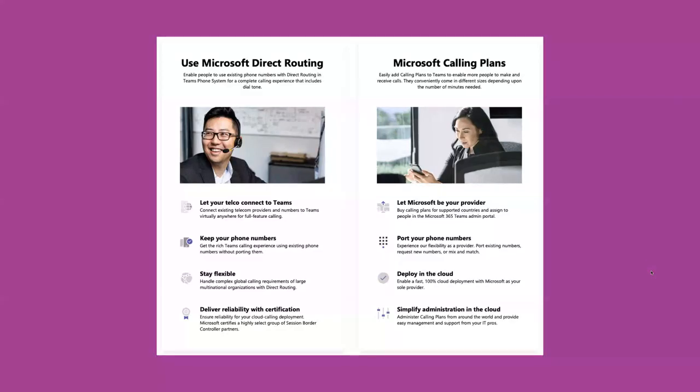So the two options for lines and minutes are direct routing and the Microsoft calling plans. So Microsoft Direct Routing allows you to utilize your own telecommunications provider. You can keep your same phone numbers, stay flexible, and deliver reliability with certification. So you can continue using your existing provider lines and minutes and pay for them outside of the Microsoft licensing.